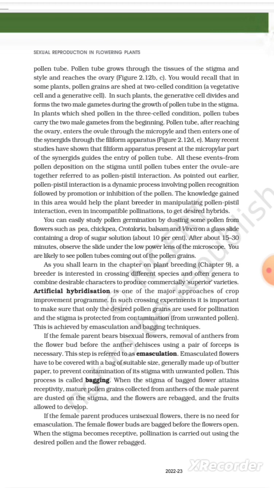If the female parent produces unisexual flowers, there is no need for emasculation. The female flower buds are bagged before the flowers open. When the stigma becomes receptive, pollination is carried out using the desired pollen and the flowers are rebagged.